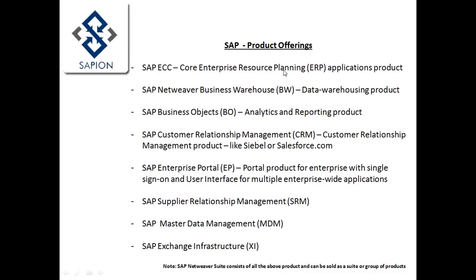Okay, so this is your ERP product. Then you have the data warehousing product, which is BW, which is a part of the course which we are offering, and of course business objects, which is analytical and reporting product, meaning you can do analytics and you can do reporting. So these two form the SAP BI suite. The BW and BO form the SAP BI, Business Intelligence Suite.